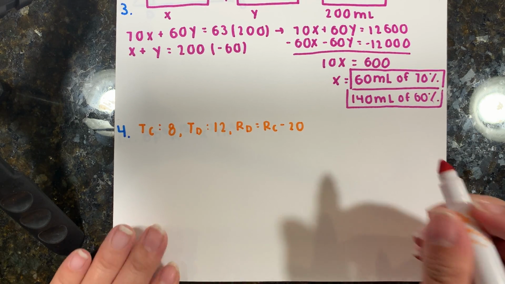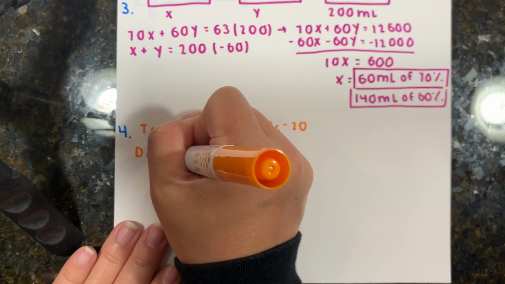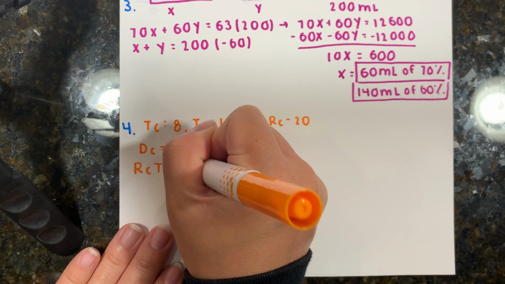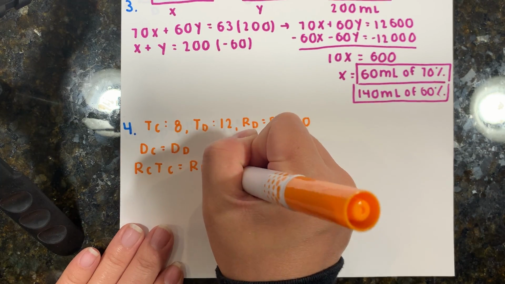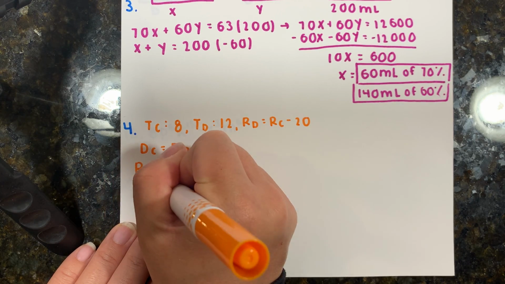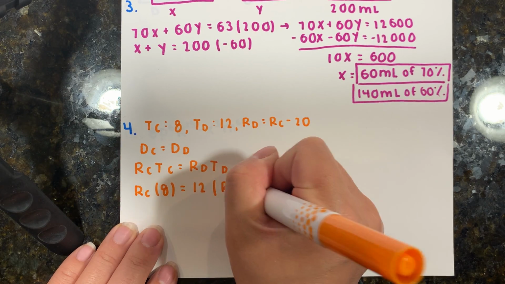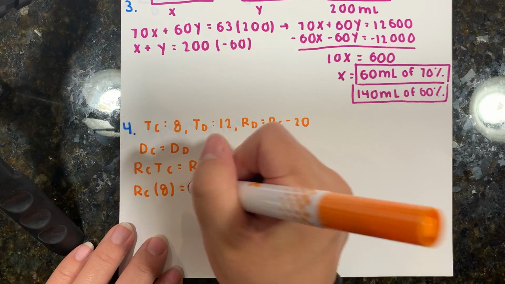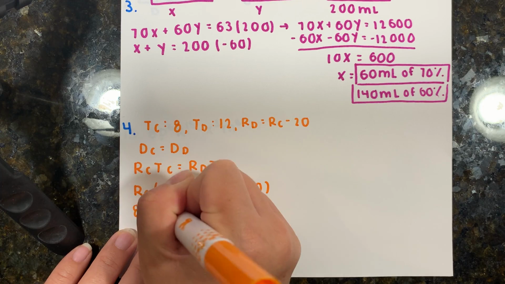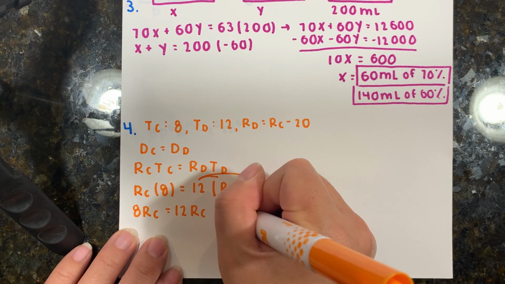So for this one, we know that their distances are equal to each other. So I'm going to do DC equals DD. We know it's RC TC equals RD TD. I don't know RC, so I'm just going to leave that as RC. I know TC is 8. I know TD is 12 and RD is RC minus 20. So distribution would give us 8 RC equals 12 RC minus 240.